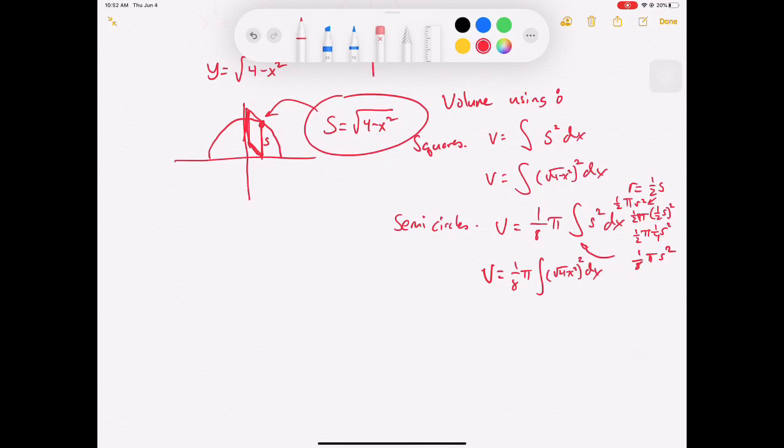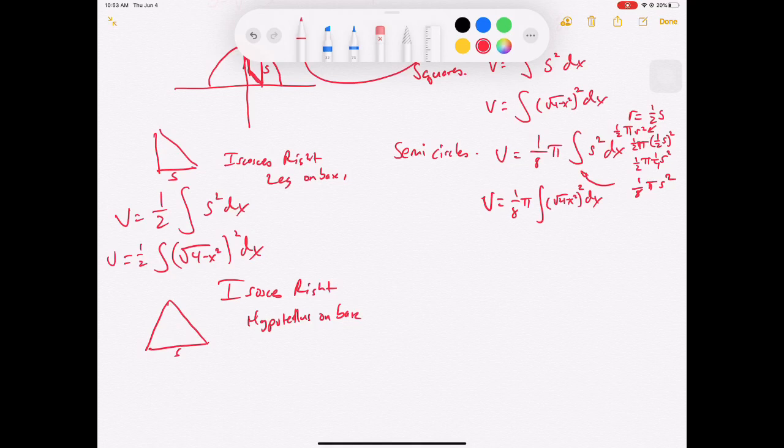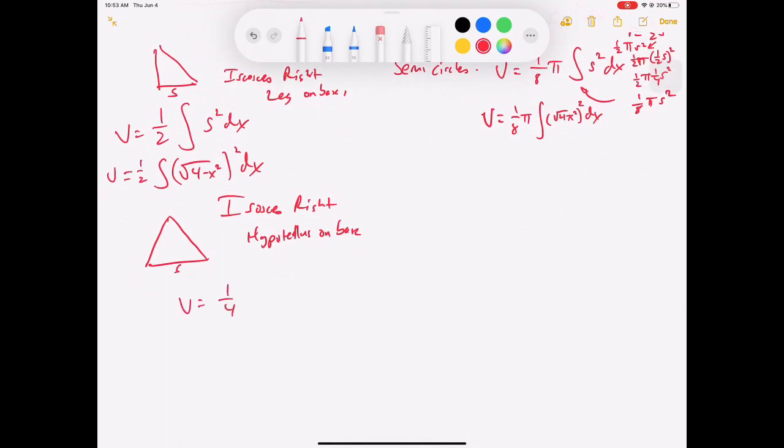How about our right isosceles triangle with the leg on the base, sitting this way? This is my leg. This was going to be 1 over 2. The volume is 1 over 2 integral of s squared, which is for us 1 over 2 integral of the square root of 4 minus x squared dx. Next one, isosceles, right, with the hypotenuse on base. So this one's the one that's going to be sitting flat, and that's my S value. And this one's going to be the volume is 1 over 4 integral of s squared dx. And we just plug it in, the square root of 4 minus x squared dx.